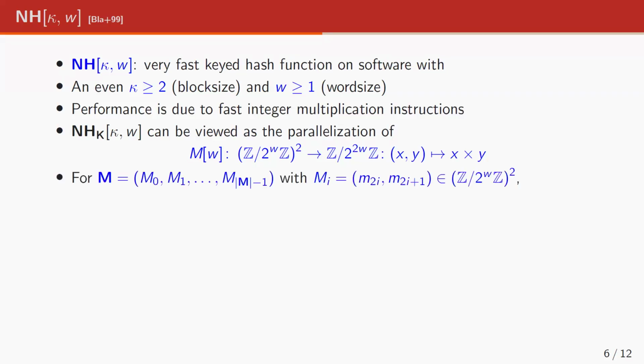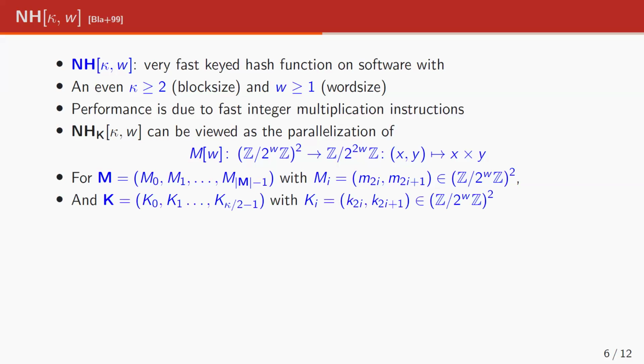To be more precise, in this framework, we have a message M, which can be broken into blocks M0, M1, and so on. Each of these blocks is a tuple of W-bit integers, so each Mi can be written as (M2i, M2i+1). And we can do the same for the key.